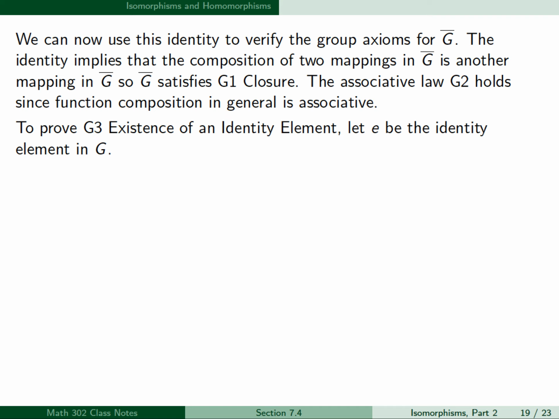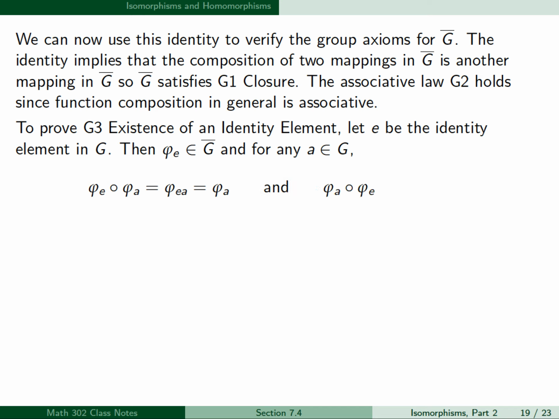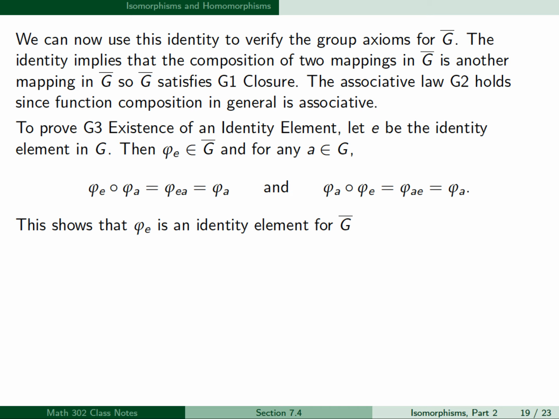So now we have to prove G3, the existence of an identity element. Well, let's let e be the identity element in the original group G. Then phi sub E will belong to G bar, and for any element a in G, phi sub E composed with phi sub A is equal to phi sub EA, using our identity, which is just phi sub A, since ea is equal to a, because e is the identity element in G. And phi sub A composed with phi sub E is equal to phi sub AE, which is equal to phi sub A. So this tells us that phi sub E behaves like an identity element in G bar for these permutations. So G bar satisfies G3.